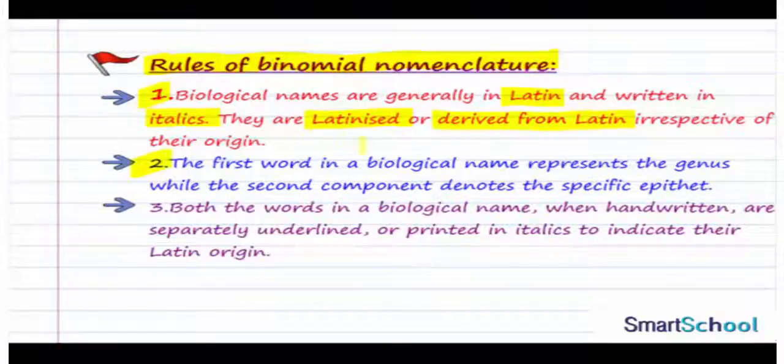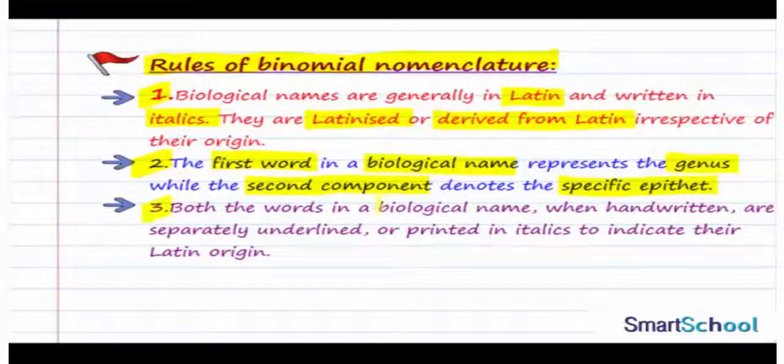The second rule: the first word in a biological name represents the genus, while the second component denotes the specific epithet. We had studied that there are two components of a biological name in binomial nomenclature, that is the generic name and the specific epithet. So the first word represents the generic name or the genus, and the second component denotes the specific epithet.